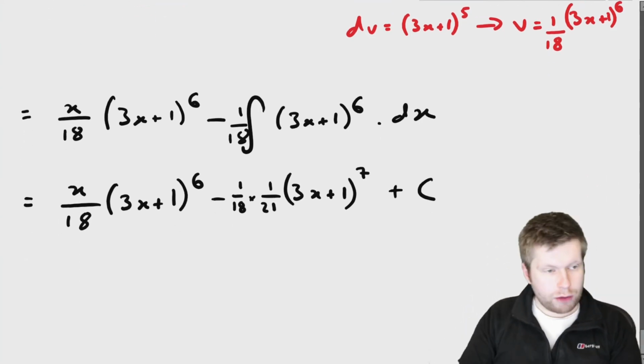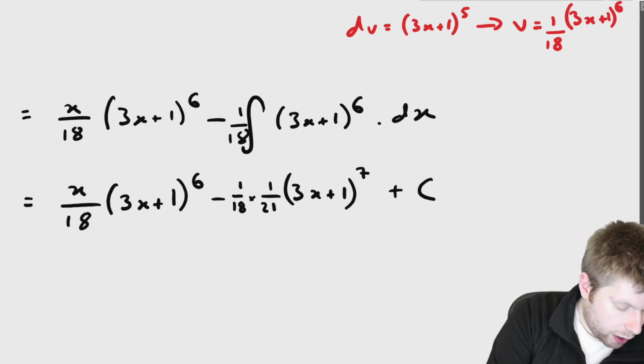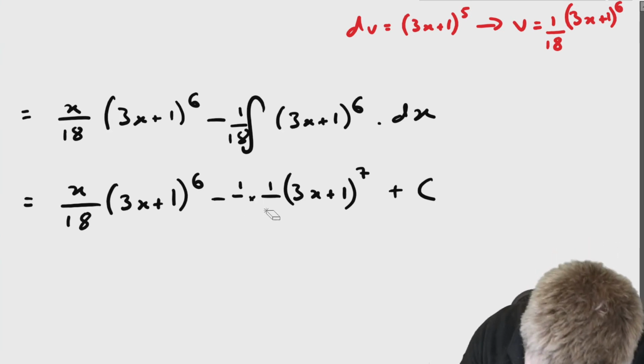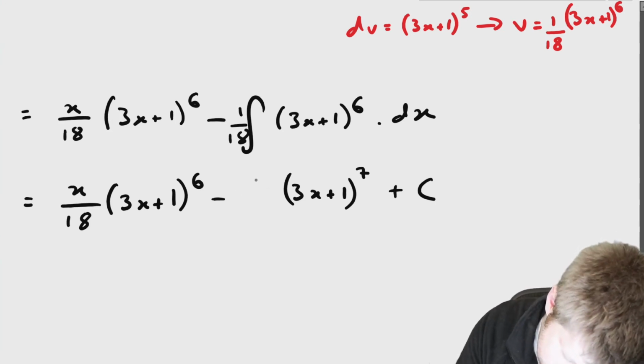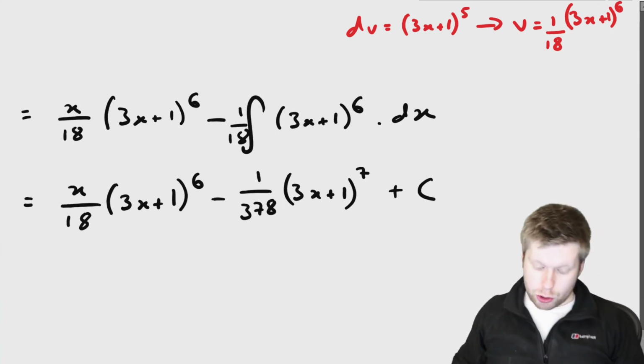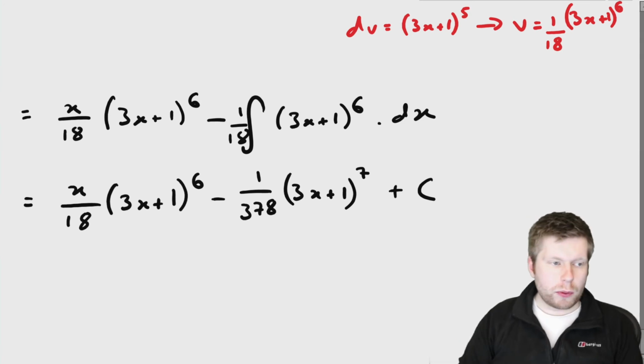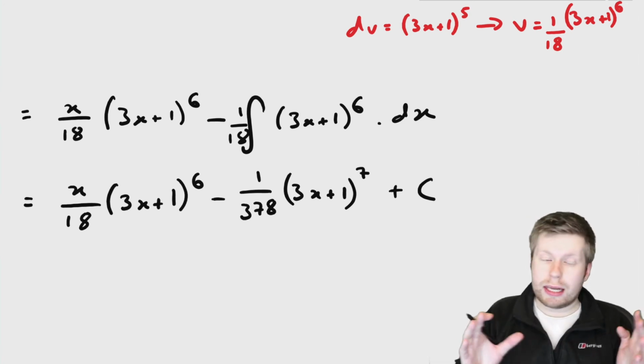Okay, so I could, if I wanted to, do a little bit of simplification. For example, 1/18 times 1/21 is equal to 1/378. You can argue whether that's any easier or not. And then you could also pull out something like a 3x plus 1 all raised to the power of 6 as an example. But to be honest with you, I'm going to leave it there.